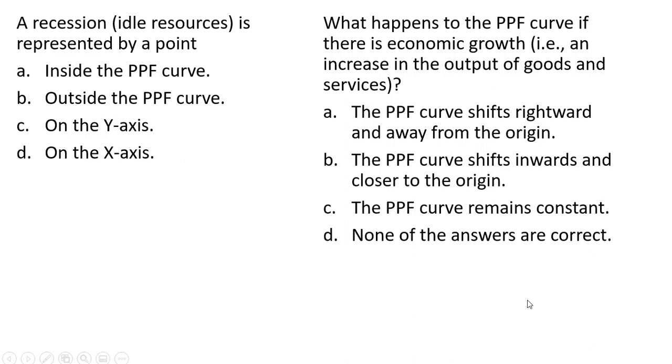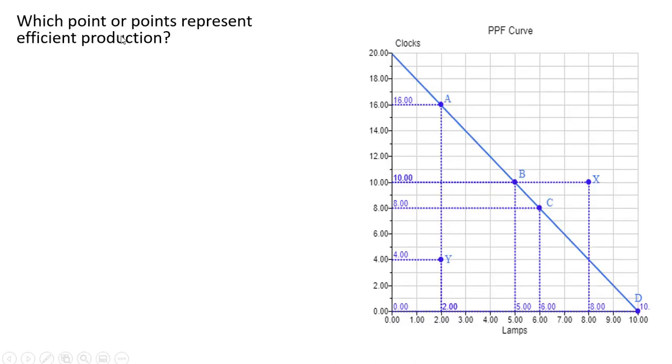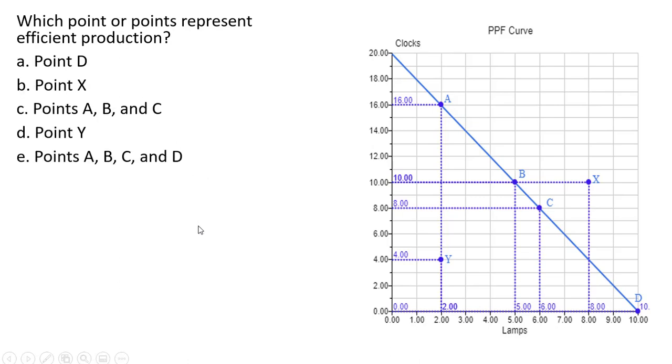Now let's do some graphical questions. Which point or points represent efficient production? It's going to be answer choice E. A, B, C, and D. A, B, C, and D are all efficient points of production. So any point on the PPF curve is efficient production.